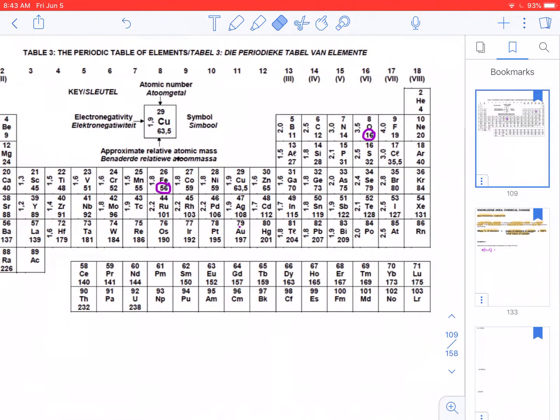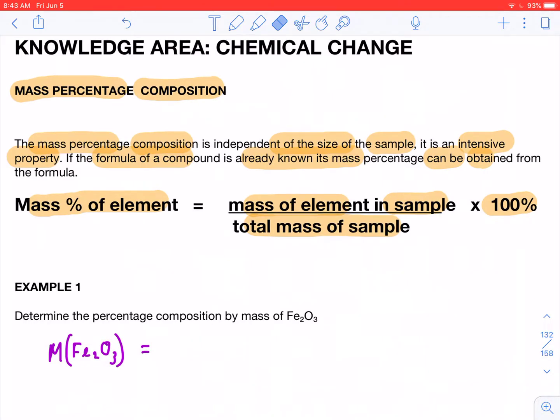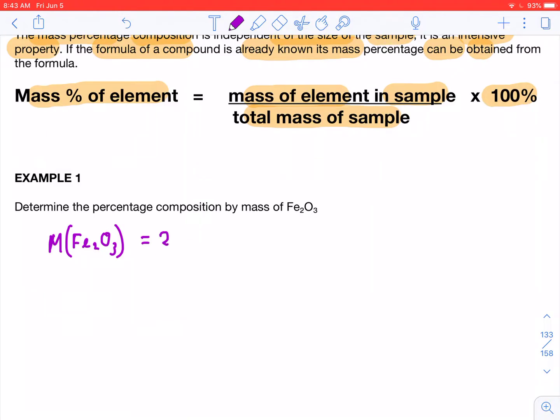Now, we've got 2 of iron, which means 2 times 56, plus 3 times 16, which gives us 112 plus 48, and that is equal to 160 grams per mole.